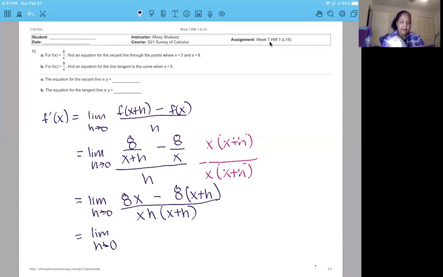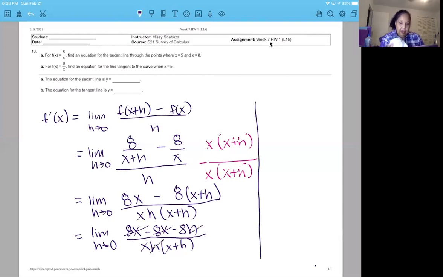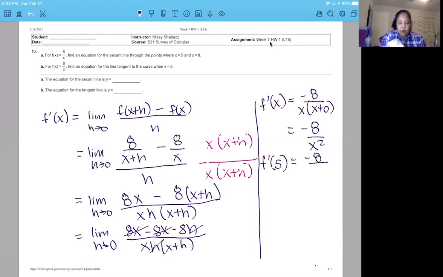All right, so let's distribute our negative 8. I have an 8x minus 8x minus 8h. All right, so my 8x cancels, and I'm left with a negative 8h on the top. So my h is going to cancel. So now when I plug in my 0, I get f prime of x is equal to negative 8 over x times x plus 0, which is negative 8 over x squared. We need to plug in 5 so that we can find the slope at that point. So negative 8 over 25.